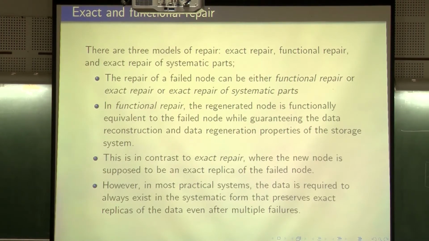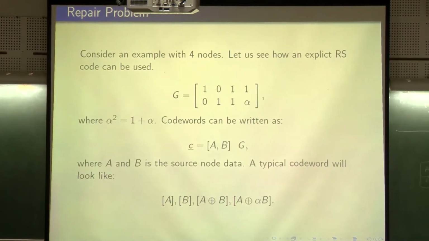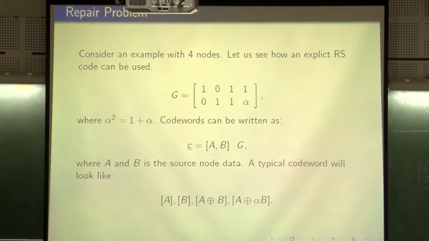In one case, functional repair means that we have a code here, an RS code. For example, here it is A plus B and A plus alpha B. Even if you choose some other combination, say alpha 1 times A, alpha 2 times B, which is linearly independent of some of these vectors, you could still have an RS code. So when a particular node fails, you recreate it such that it still maintains the MDS property, with another linear equation. That's called functional repair. When something is lost, you don't really lose the whole data; the data is just expressed again with another linear form.